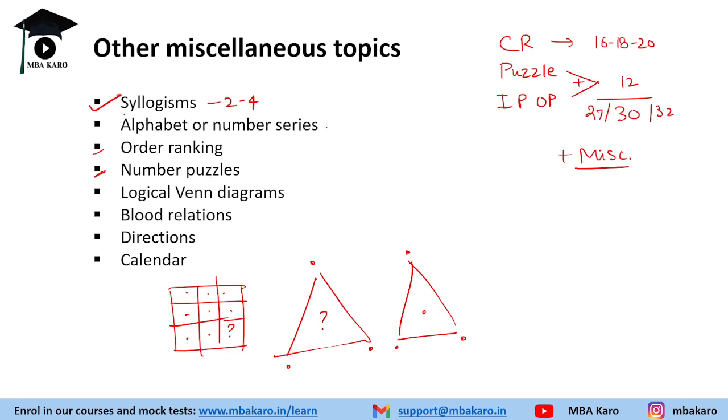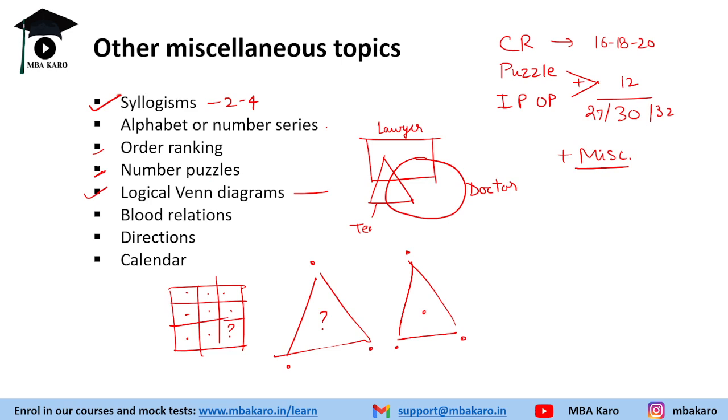Syllogisms is sure shot. You definitely get questions on logical Venn diagram. So what is a logical Venn diagram? Let us say you are given this kind of figure, right? It says that this circle is doctors, this is lawyers, and this is teachers. Okay, and they will give you some numbers and ask how many people are all three, or lawyers but not doctors. So those kinds of questions are logical Venn diagram.